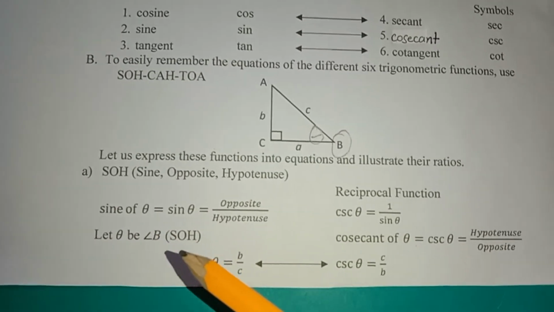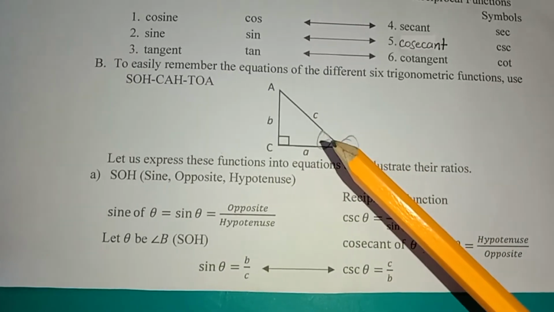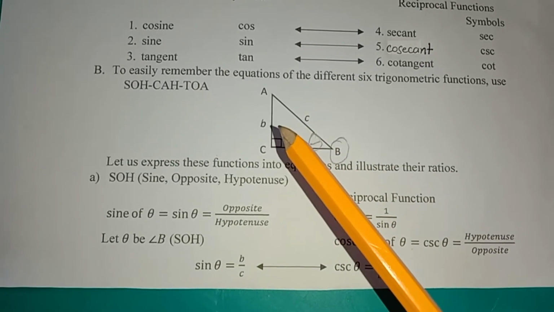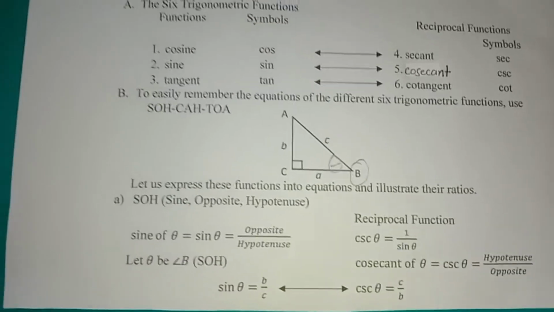So, again, let's assume theta be angle B. Okay? So, let's use cosecant of theta. Cosecant of theta equals hypotenuse, which is C, all over the opposite, which is B. So, cosecant of theta equals C over B.